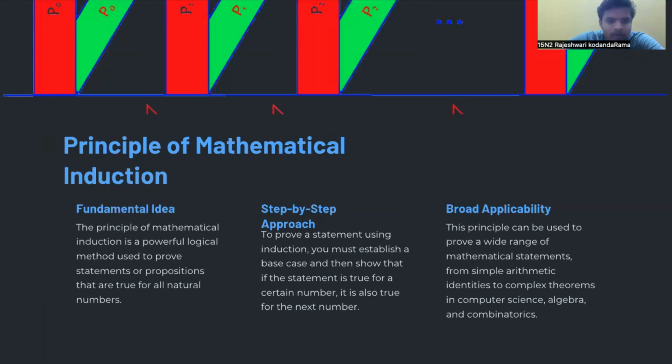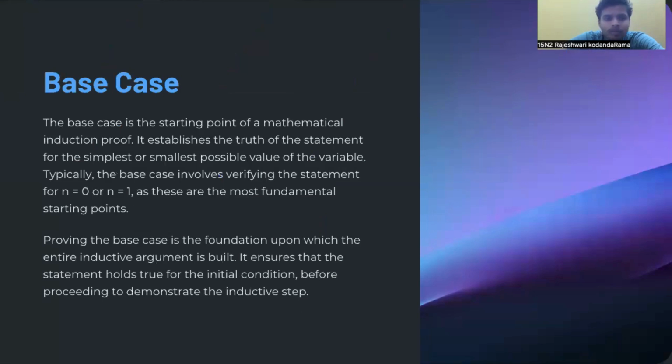The fundamental idea: the principle of mathematical induction is a powerful logical method used to prove statements or propositions that are true for all natural numbers. Step-by-step approach: to prove a statement using induction, you must establish a base case and then show that if the statement is true for a certain number, it is also true for the next number. And broad applicability: this principle can be used to prove a wide range of mathematical statements, from simple arithmetic identities to complex theorems in computer science, algebra, and combinatorics.